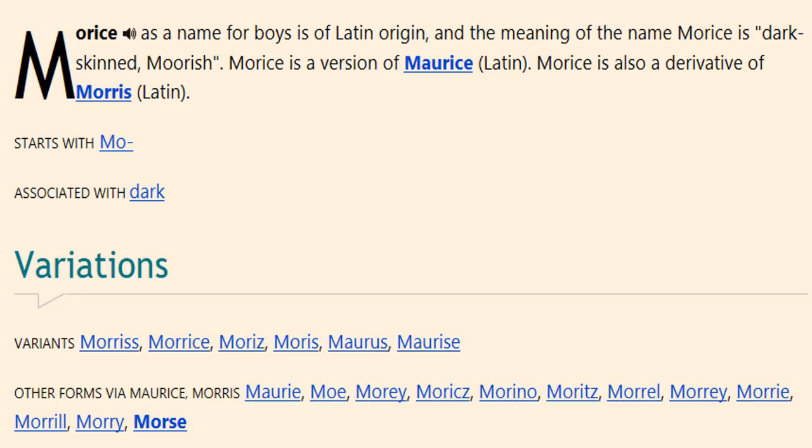And here we have some additional variants. You can see this with the name Maurice. The meaning of the name Maurice is dark-skinned, Moorish. Maurice is a Latin version, and a derivative of Morris. And so you can also see a number of variants down here: Morris, Maurice, Moriz, Maury, Morix, Moreno, Moritz, Morill. So you can see there's quite a variety here.